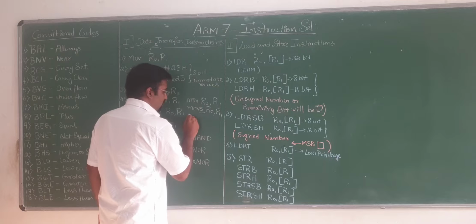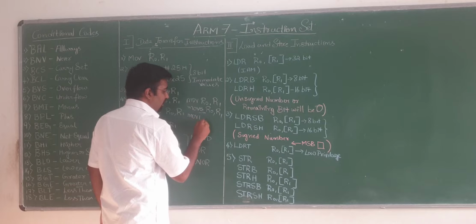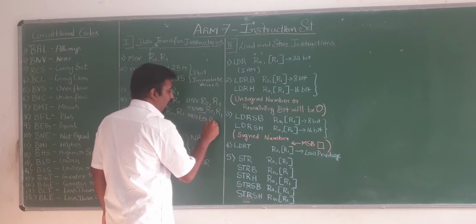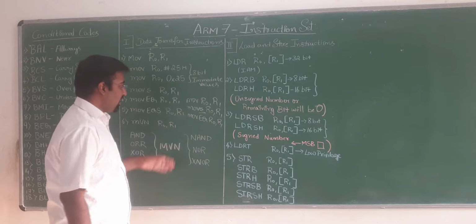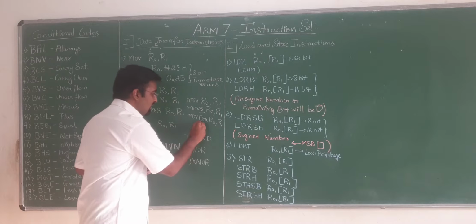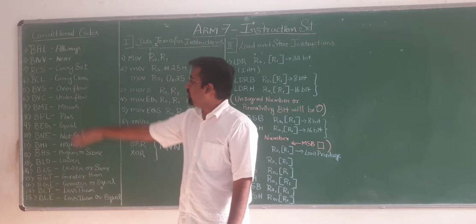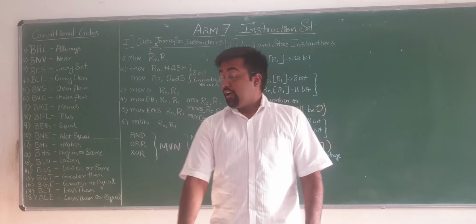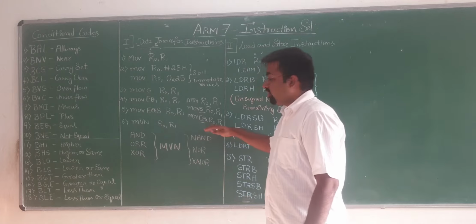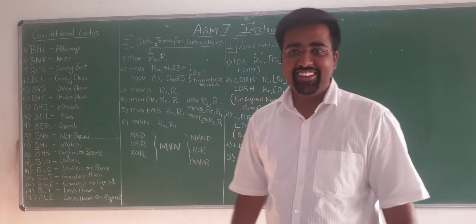Observe this instruction: MOVEQ R0, R1. EQ means what? EQ is a condition. It's a conditional code. It means equal. Okay, MOVEQ R0, R1 means what?